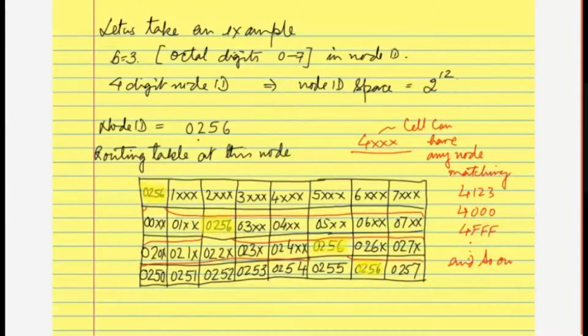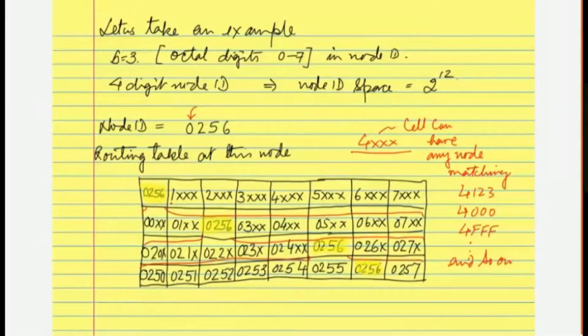So let's take a node ID 0256 first of all. So what the routing table will look like. This will also explain how the routing table gets done. The first column will be derived from the first digit. So the first digit I will take. When the first digit is 0, this node itself can be put up here. There is nothing else, only the same node entry will remain here.